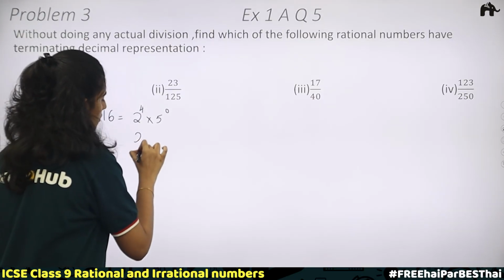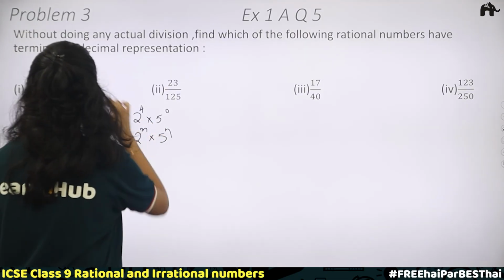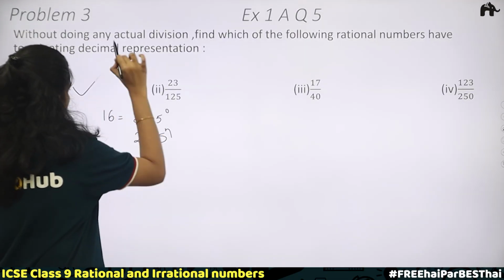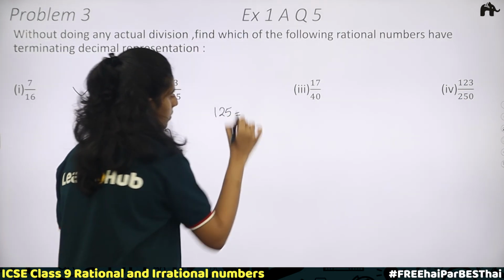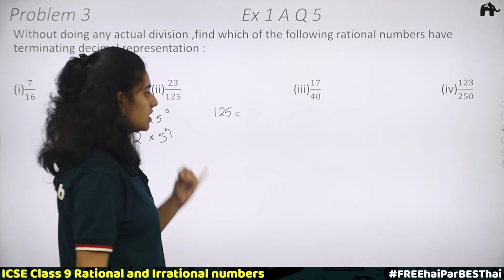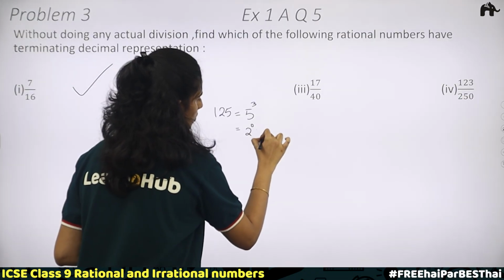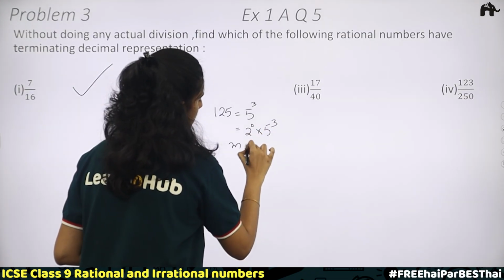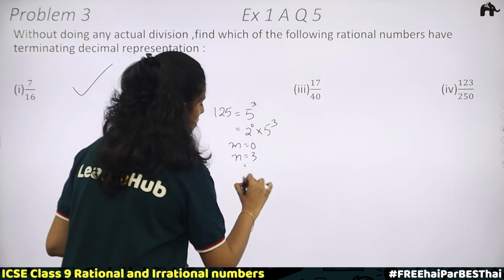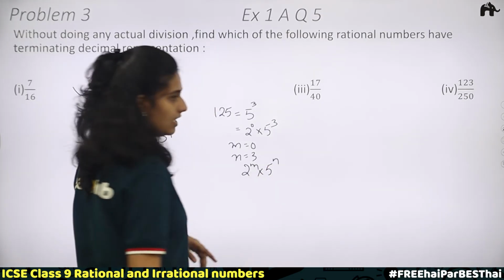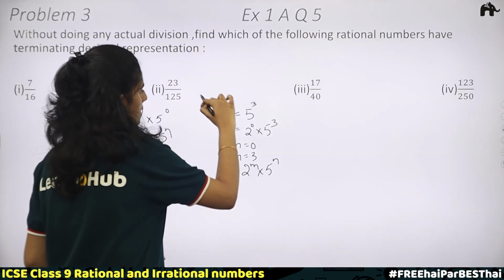Therefore, it can be expressed in the form 2 raised to m into 5 raised to n. Therefore, this is having a terminating decimal representation. Next, 23 by 125. Take 125. What is 125? 5 into 5, 25. 25 into 5, 125. Which is 5 cube. So, this can be written as 2 raised to 0 into 5 cube. Here, m is equal to 0 and n is equal to 3. This is again expressed in the form 2 raised to m into 5 raised to n. Therefore, here we are having a terminating decimal representation.